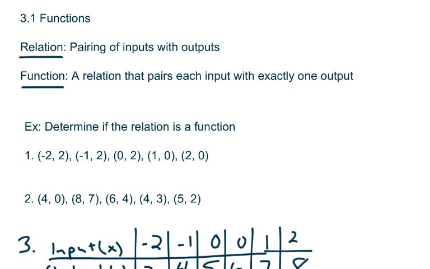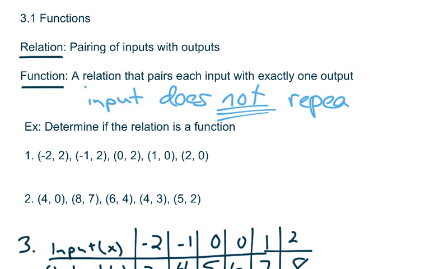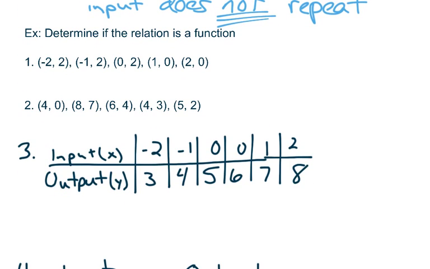Okay, so basically another way of saying that is that your input, usually x, does not, underline not, repeat. Okay, the input does not repeat in a function. So the first couple of examples in this section say, determine if the relation is a function. All we need to look at is if the inputs, in this case the x values, if any of those repeat.